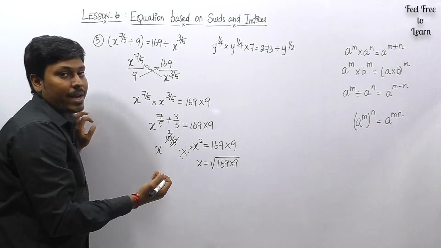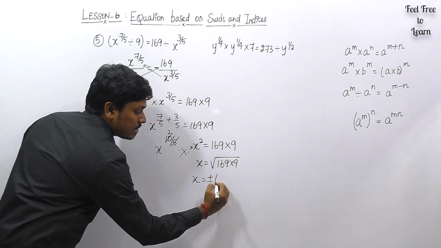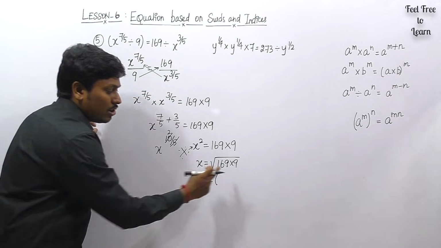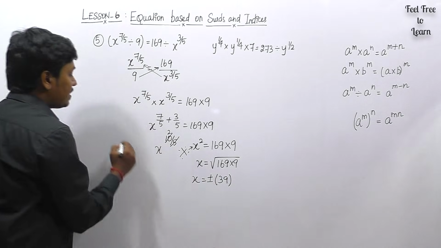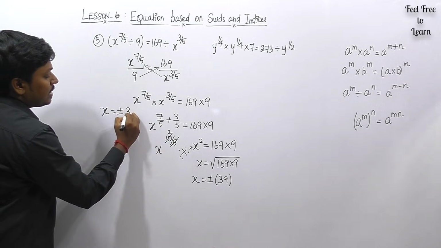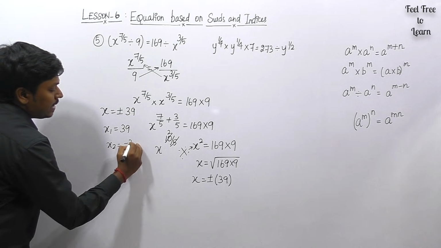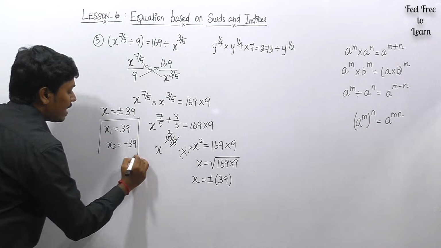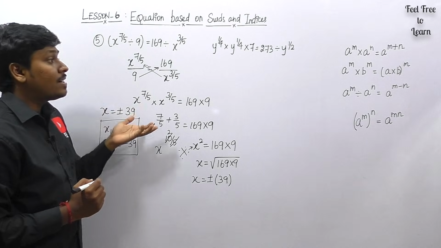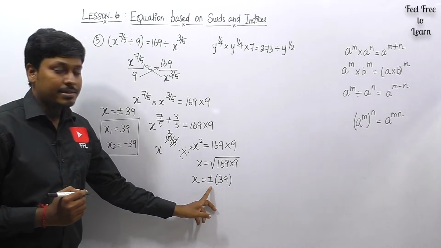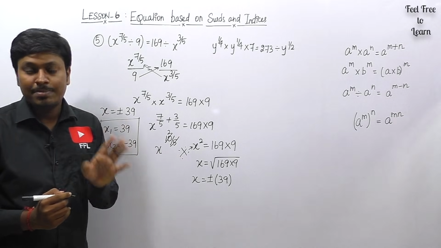While taking the square root, the answer must be plus or minus, right? So x is equal to plus or minus root of 169 will be 13, root of 9 will be 3, so 13 into 3 will be 39. So finally we got the answer: x is equal to plus or minus 39. That means x1 is equal to 39, then x2 is equal to minus 39. So finally we got the values for x. Friends, one of the most important steps, at the start of this video itself, I told you why we are placing plus or minus here. In some cases we won't place plus or minus, we will write only plus 39.